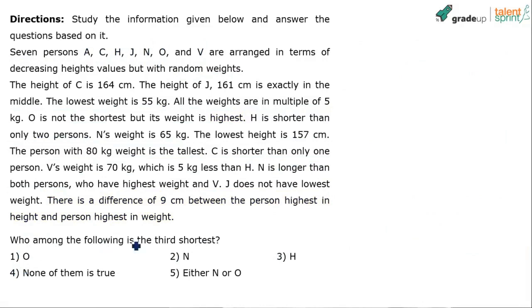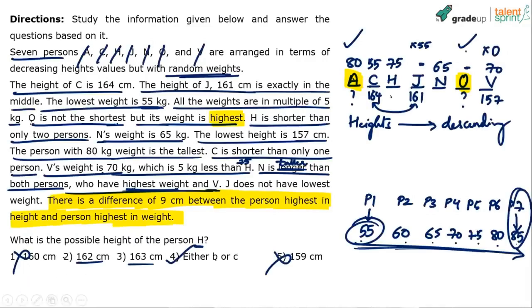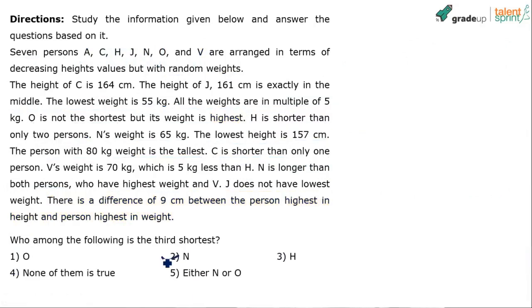Next question. Who among the following is third shortest? N. See, shortest, second shortest, third shortest. Be careful. Don't say that the third shortest person is H. We are going from tallest to shortest, right? So shortest is V, second shortest is O, third shortest is N. So the third shortest person is N.